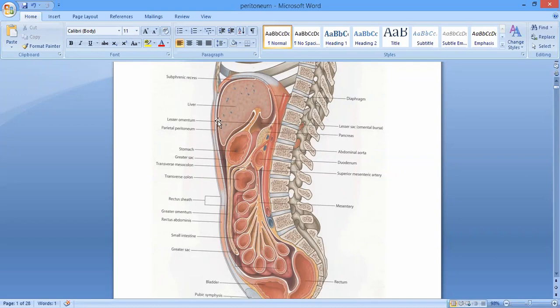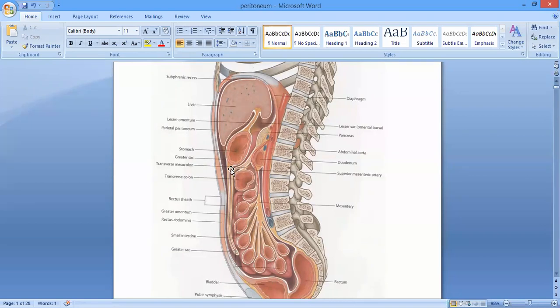It is going to be divided into two parts. The greater sac consists of the main larger part. It comes from the diaphragm, encloses the liver, then the stomach, and in front of the abdominal cavity goes down into the pelvis. This main larger part is named the greater sac. And the other smaller part is called the lesser sac, also called the omental bursa.